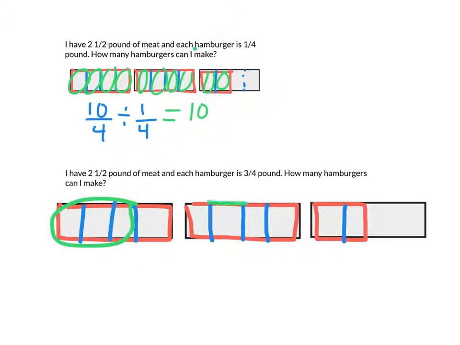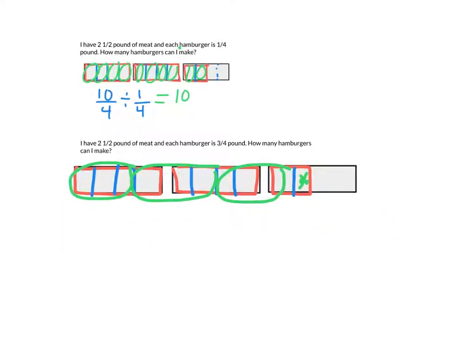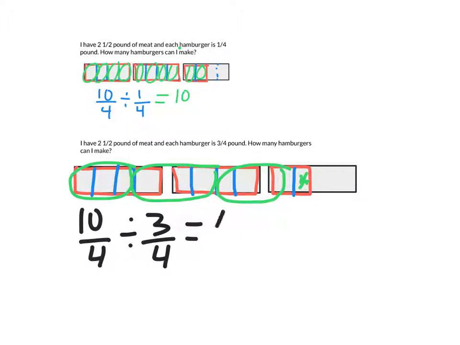That's one set of 3. That's another set of 3. That's another set of 3. And I have 1 out of 3 left over. So I have 10/4 divided by 3/4. Okay, I could just focus on my numerators if I want to. And you're going to get 10 divided by 3, or 10 over 3, which is 3 1/3, just like our picture shows.